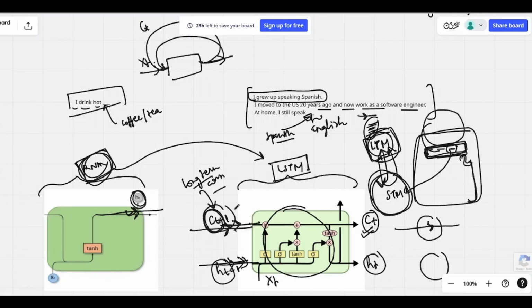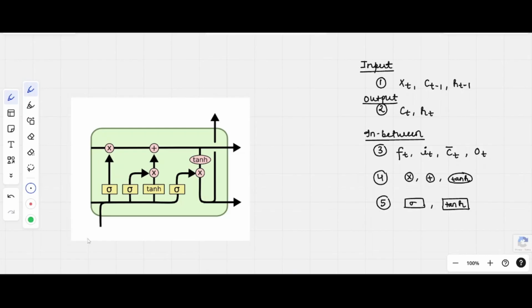Now we will see a detailed overview of its architecture. Now we will dive deep into this part. So let's go. To understand the architecture of LSTM, this is our LSTM architecture.